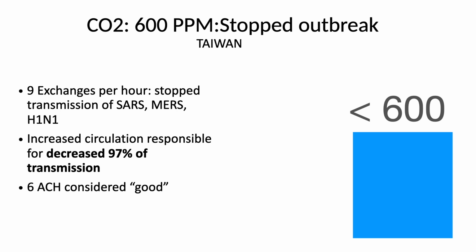Now, one key signposted fact is that below 600, they've been able to stop outbreaks. In Taiwan, with 9 air exchanges an hour, they stopped the transmission of SARS, MERS, H1N1. And so increased circulation is responsible for 97% of the decreased transmission. And 6 air exchanges an hour is considered good.